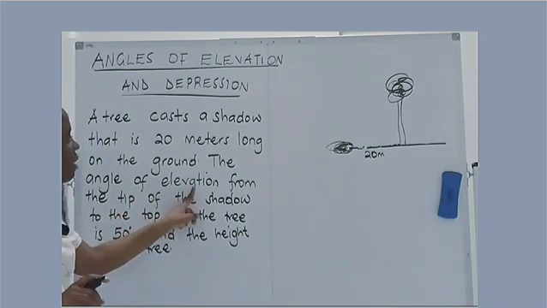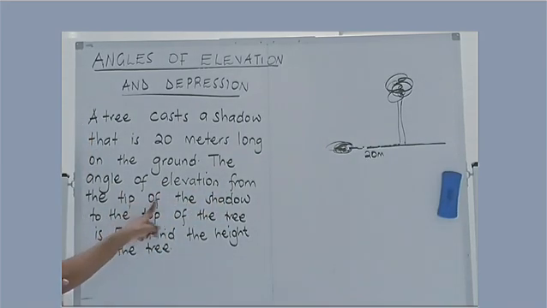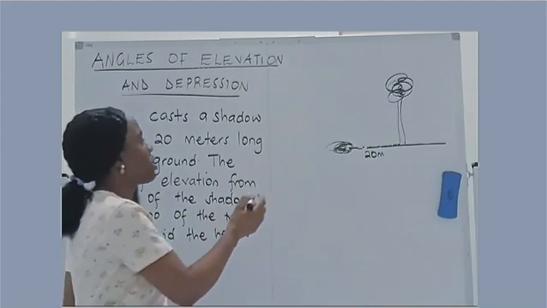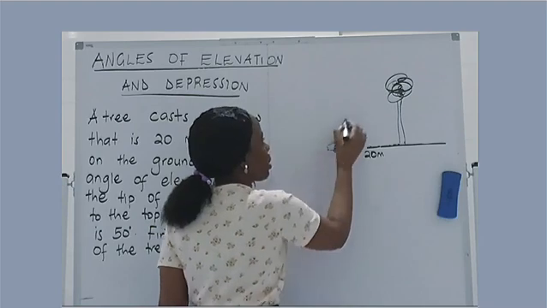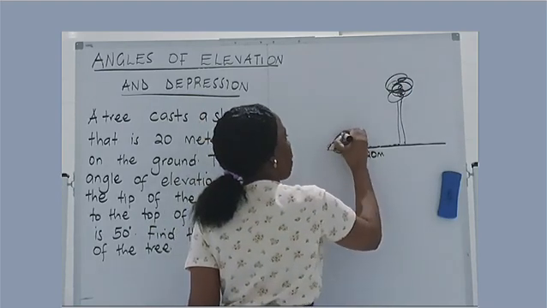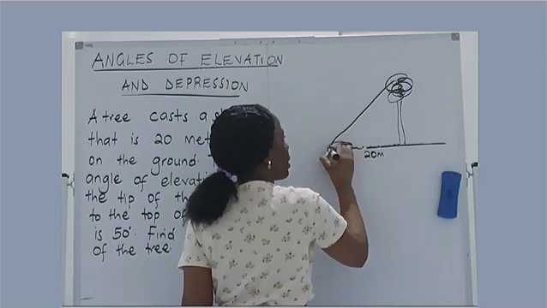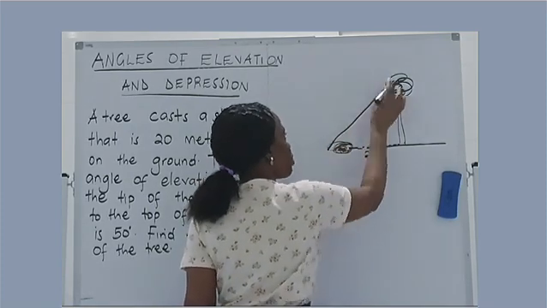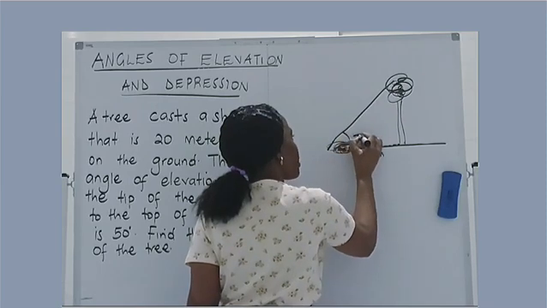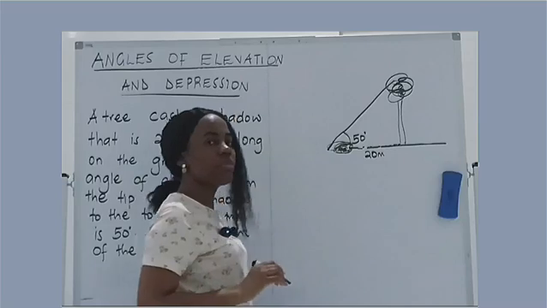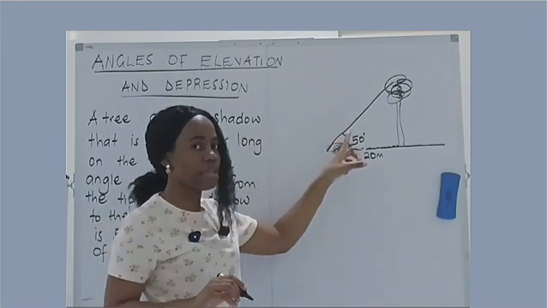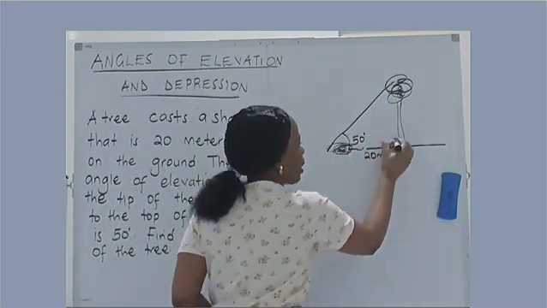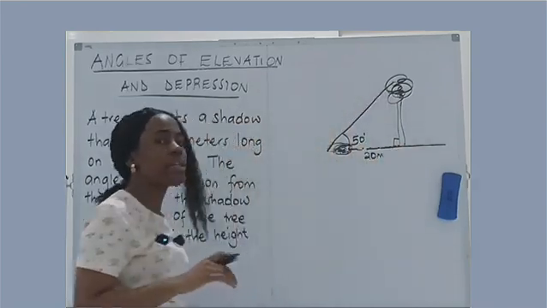The angle of elevation from the tip of the shadow to the top of the tree is 50 degrees. So from the tip of the shadow, that is likely here, to the top of the tree, I'm going to draw my straight line, like this. From this tip to the top of the tree, the angle is 50 degrees. Okay, so when you look closely, you see that a right angle triangle is formed.